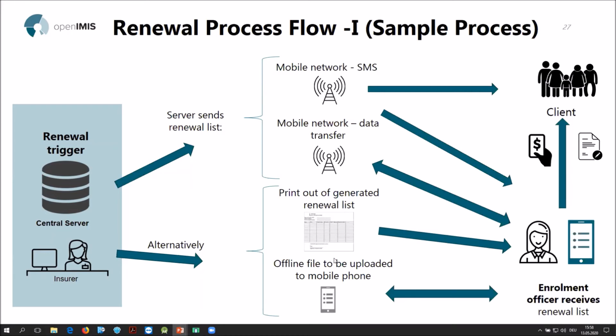The same kind of renewal list can also be taken in the form of an extract and physically taken to the enrollment officer and put on their phone so that they can do enrollment. Everything done on the phone can be done completely offline. And if there's no internet, then the same extract from the phone can be brought back to a place where there's internet and then uploaded to the system.